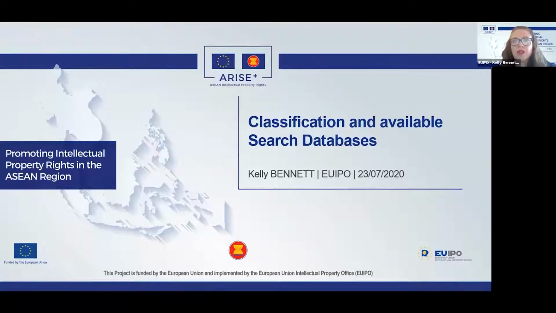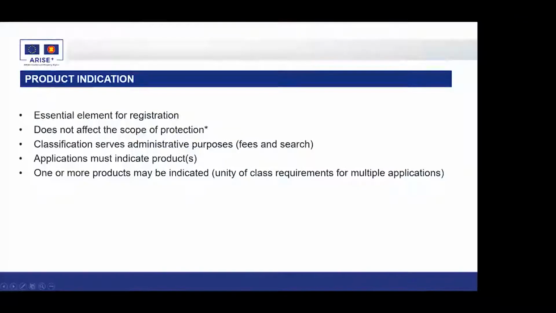That being said, neither the product indication nor the classification affects the scope of protection of a community design, and the holder of the community design has the exclusive right to use the relevant design in all types of products and not only in the product indicated in the application. So classification serves purely administrative purposes, and in particular it serves the purpose of allowing third parties to search the registered community design database.